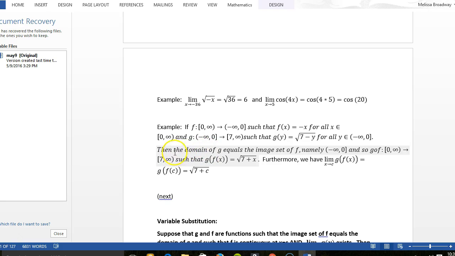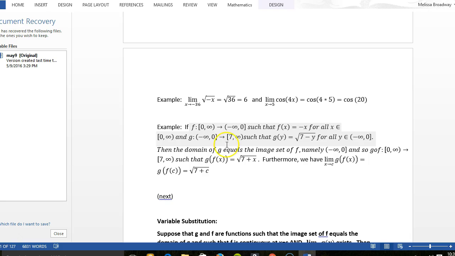Okay. Then the domain of g, which is negative infinity to 0, by the way, equals the image set of f. Sure, here it is, right here. Namely, negative infinity to 0. And so g compose f is going to be a function from the original f domain, 0 to infinity, to the image set of g.